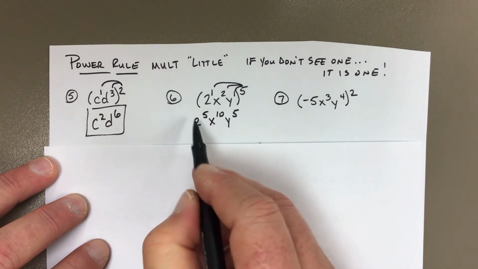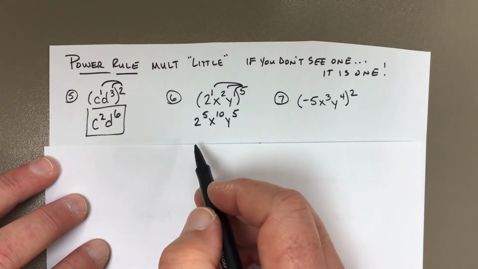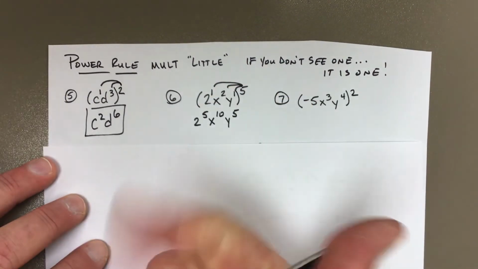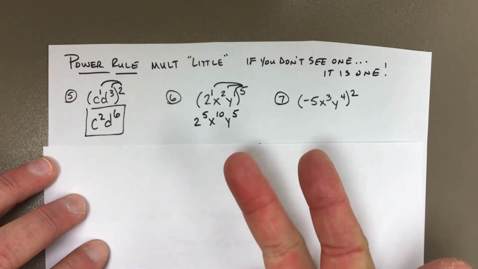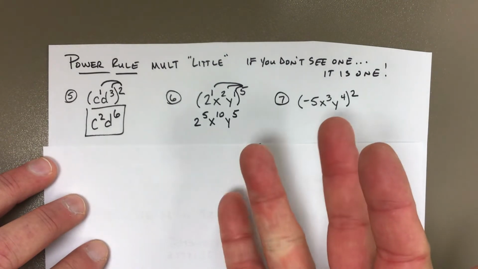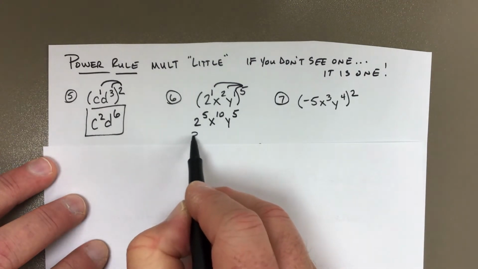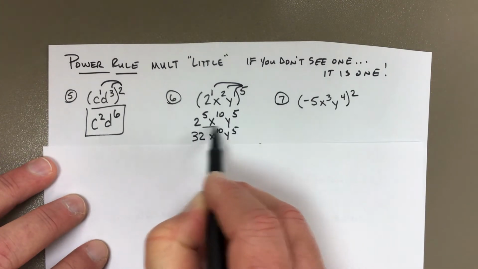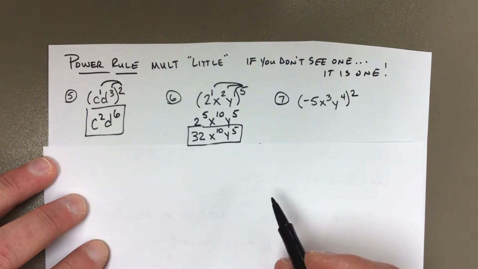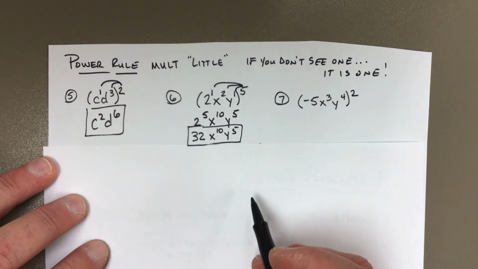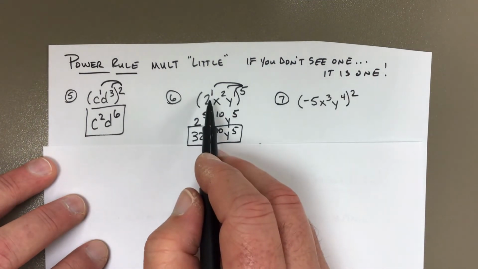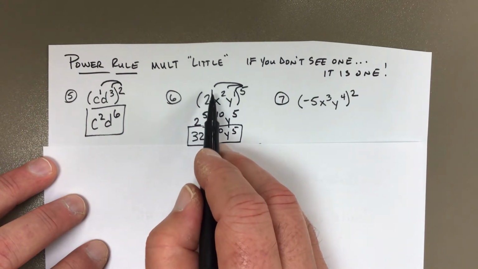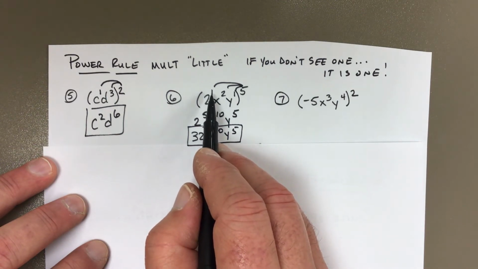And then your teacher probably will want you to break down 2 to the 5th. So then just go through it, either get your calculator or use your fingers. 2 times 2 is 4, times 2 is 8, times 2 is 16, times 2 is 32. So this is 32x to the 10th, y to the 5th. So make sure you understand what the teacher is asking for if you have to go all the way to here.